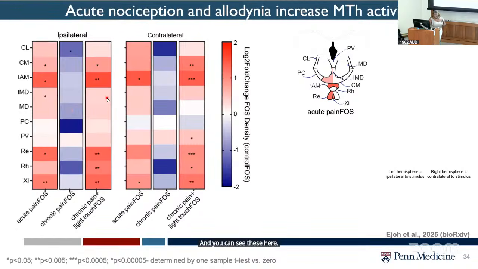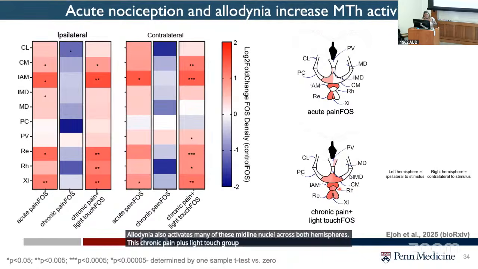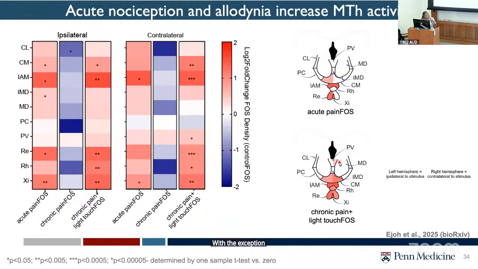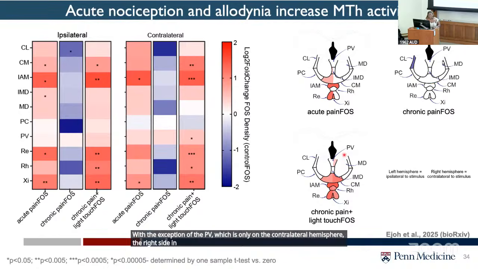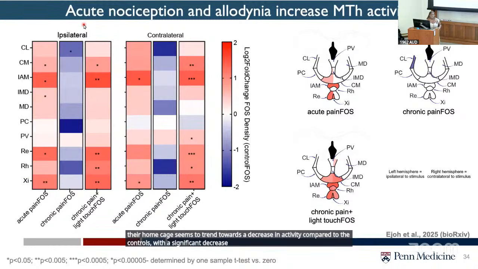Allodynia also activates many of these midline nuclei across both hemispheres, this chronic pain plus light touch group, with the exception of the PV, which is only on the contralateral hemisphere, the right side in this case. While chronic pain alone, these mice that had the nerve injury but remained in their home cage, seem to trend towards a decrease in activity compared to the controls, with a significant decrease only in the ipsilateral CL.